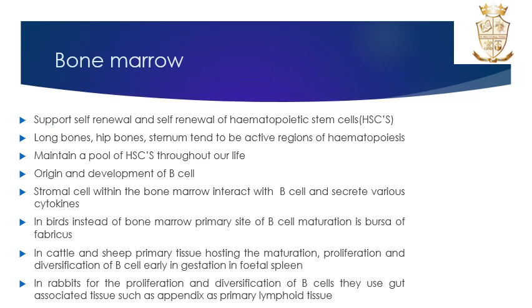Next, we are going to discuss bone marrow, which is the primary lymphoid organ responsible for supporting the self-renewal and differentiation of hematopoietic stem cells produced through hematopoiesis. There are lots of active sites, such as long bones like the femur and humerus, and hip bones such as the ilium, and the sternum, which tend to be active sites of hematopoiesis.